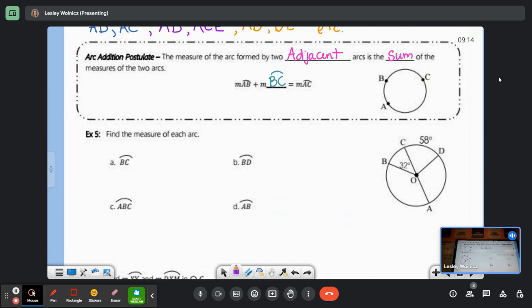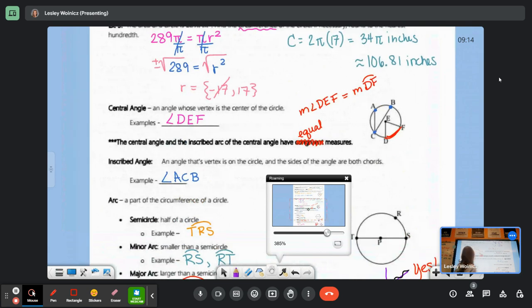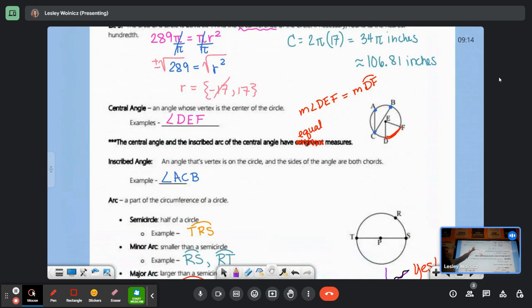Okay, did we say that the measure of the central angle has to match the measure of the arc? Okay, we did say that. I have it written down. It was right here. So remember that the measure of the central angle DEF was equal to the measure of the arc DF. We said that just yesterday.